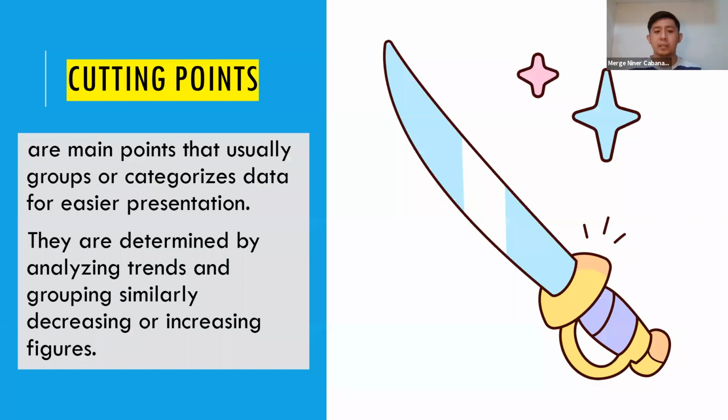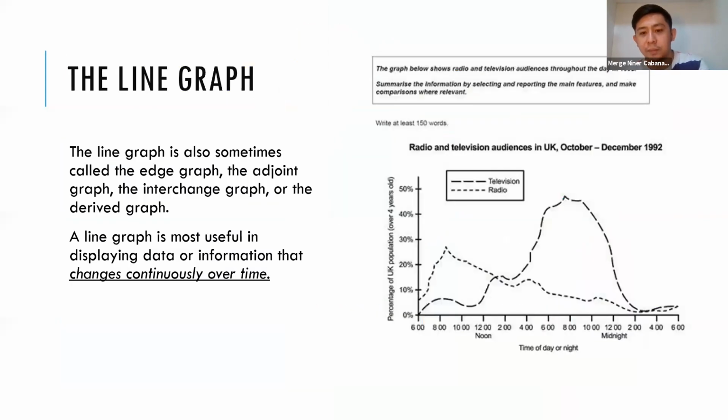Cutting points. As you can see here, I have a very big saber. This is what we're going to use for cutting points. So what are cutting points? Cutting points are main points that usually group or categorize data for easier presentation. They are determined by analyzing trends and grouping similarly decreasing or increasing figures.